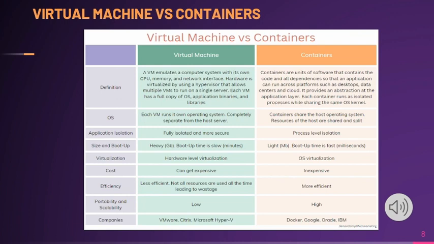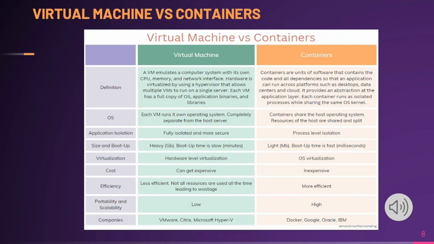They have nine differences. The first is the definition. A virtual machine is a computer system with its own CPU, memory, and network interface. The hardware is virtualized by using a hypervisor that allows multiple virtual machines to run on a single server. Each VM has a full copy of the OS, application binaries, and libraries.